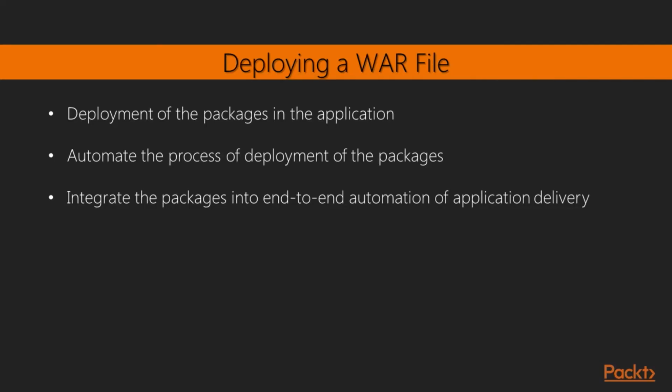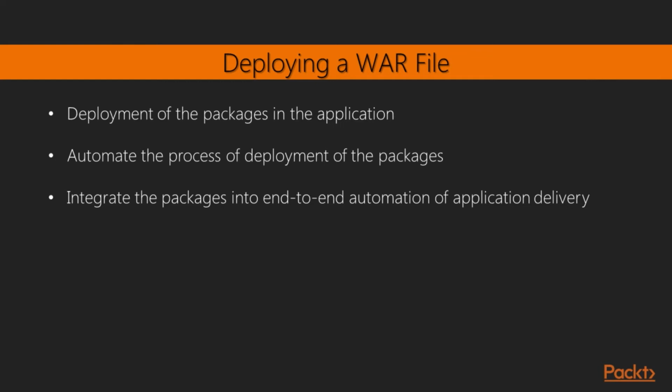Deploying a WAR file. The most important thing in application lifecycle management is the deployment of the packages. That is the business part of the whole exercise. The objective is to automate the process of deployment of the packages into a web server or application server. Once the deployment process is automated, it can be easily integrated into end-to-end automation of application delivery.